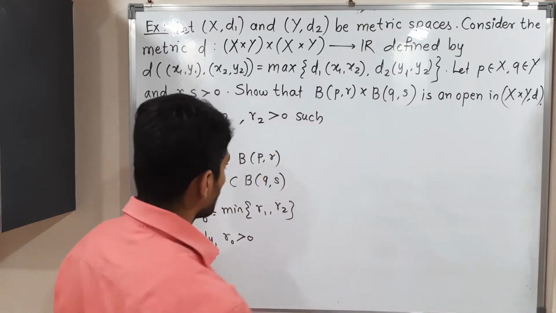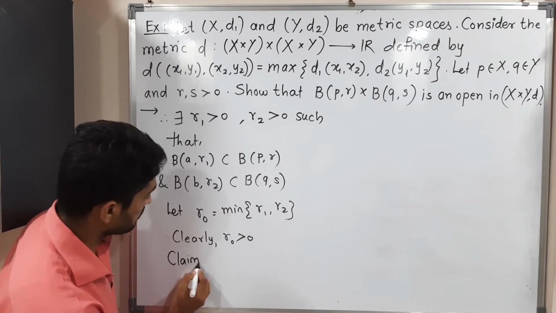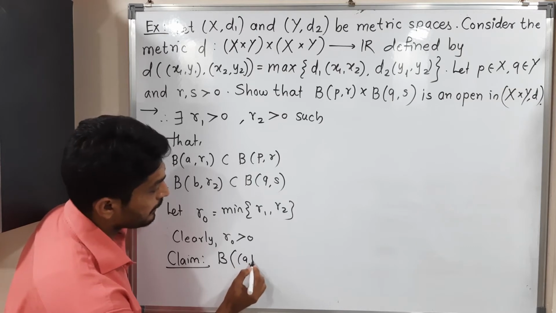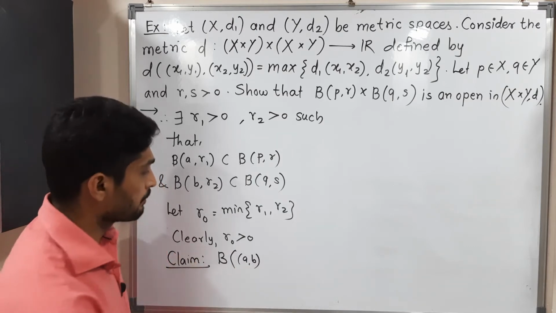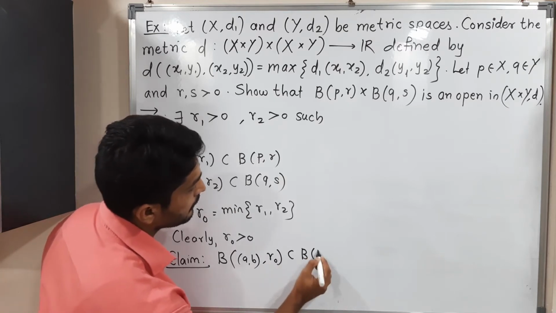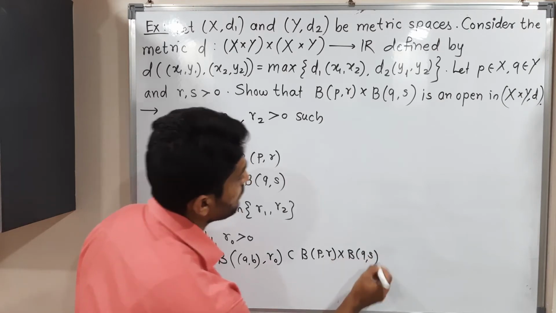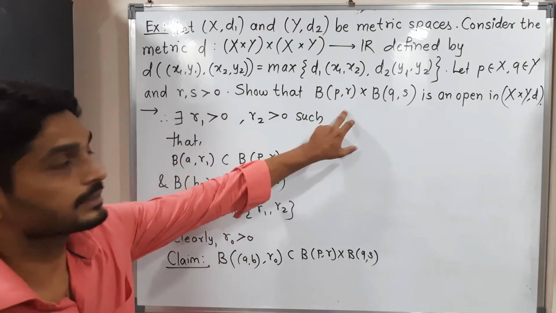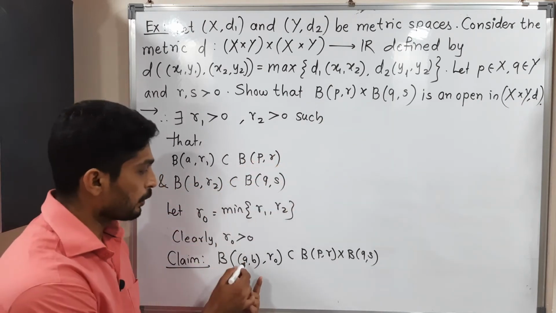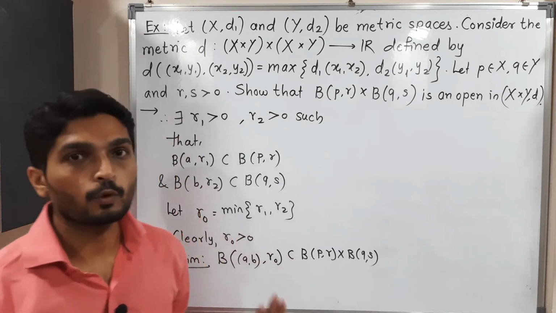Okay, it is removed now. So what is my claim? My claim is that the open ball with center (a, b) and radius R0, which we initially took, is a subset of B(p, r) cross B(q, s). We have to prove that this set is open. If we prove this, we can declare it is an open set.